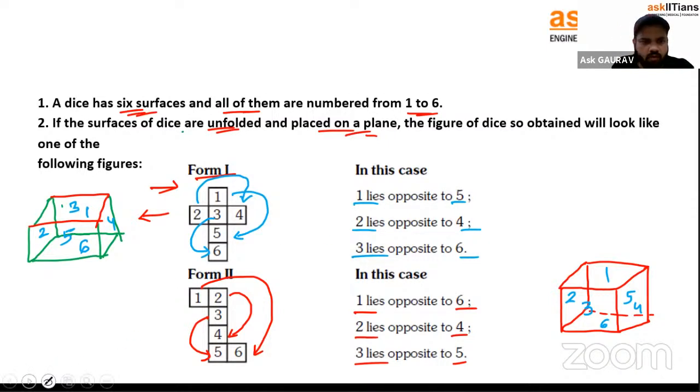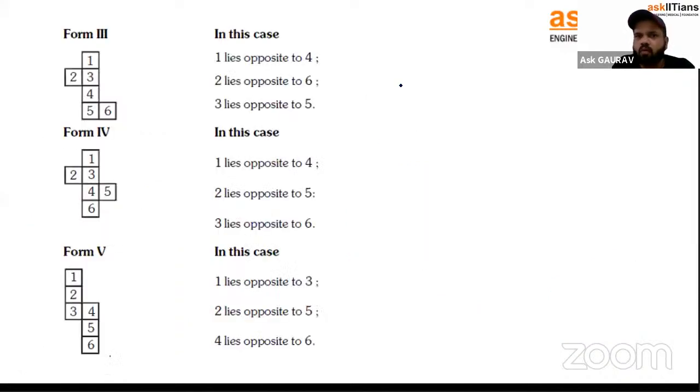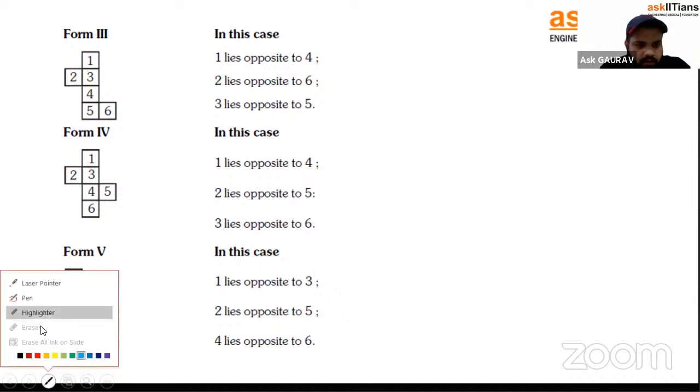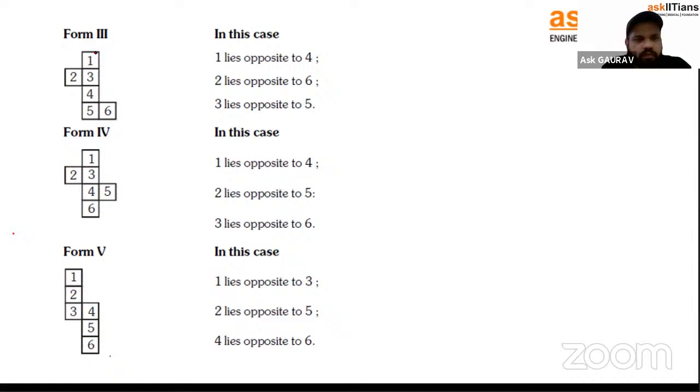Let's move to other forms. Your unfolded dice can be of this type also. Form 3. In form 3, your 1 will be opposite to the alternate 4. 3 will be opposite to 5, and the rest, 2 will be opposite to 6. So 2 will be opposite to 6, 3 will be opposite to 5, 1 will be opposite to 4. Is it clear or not? Yes.